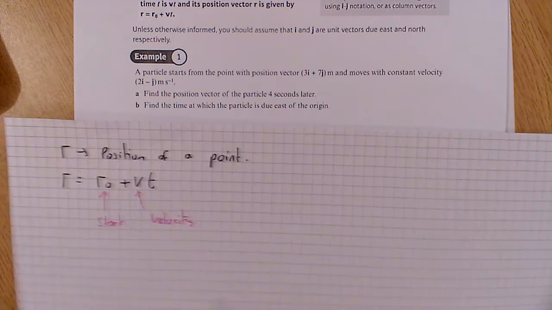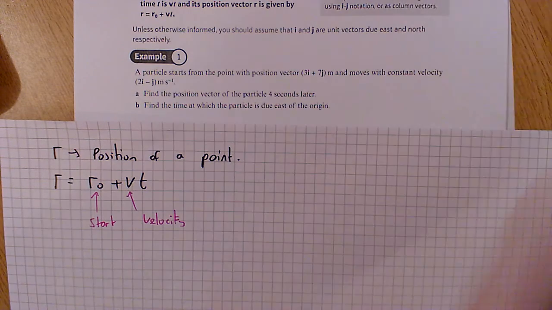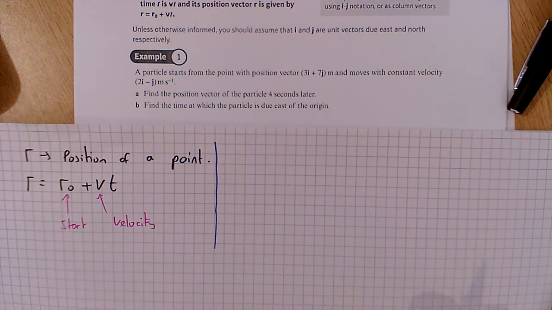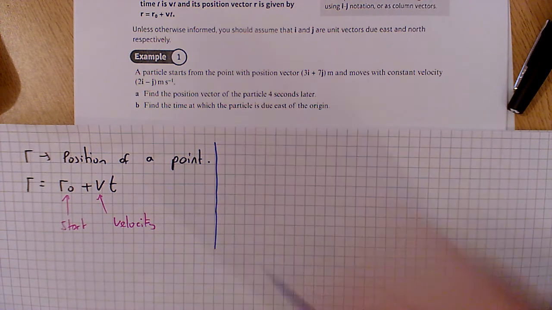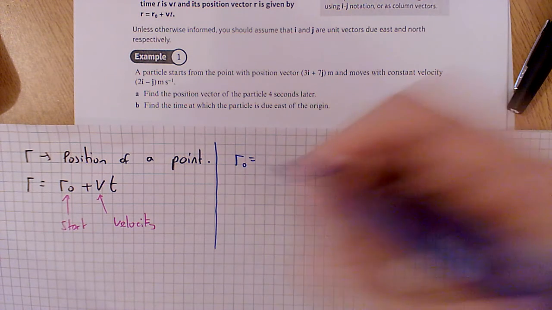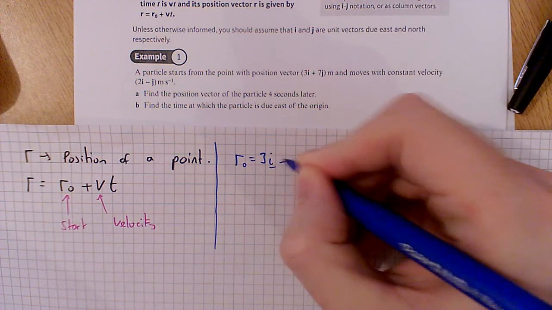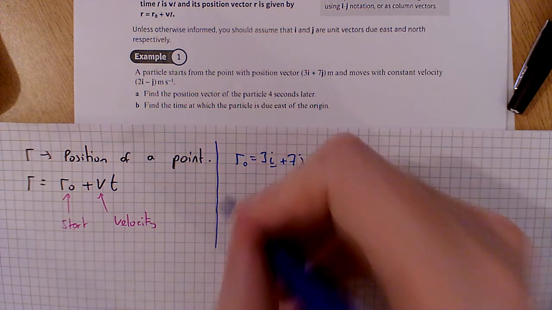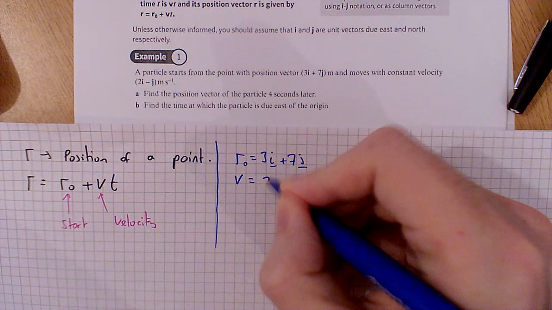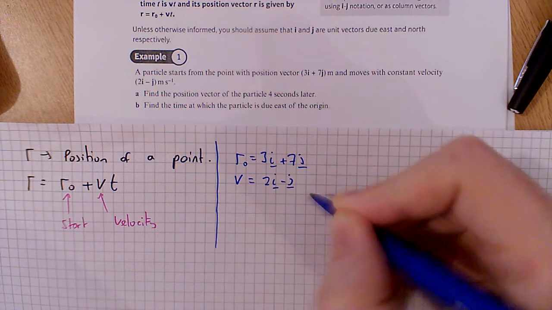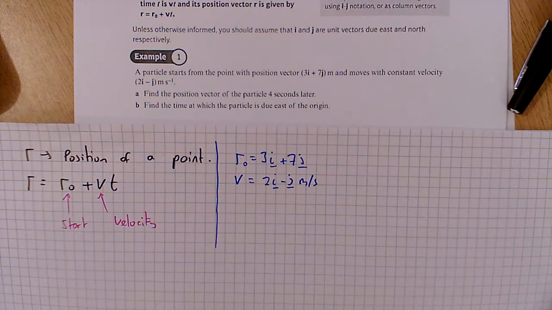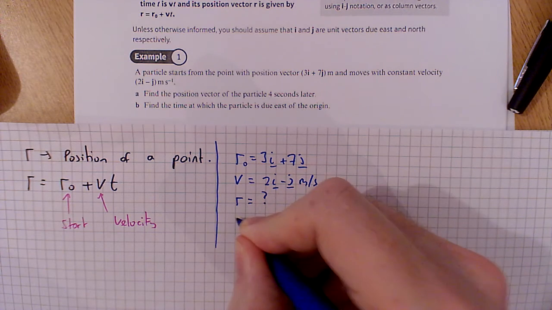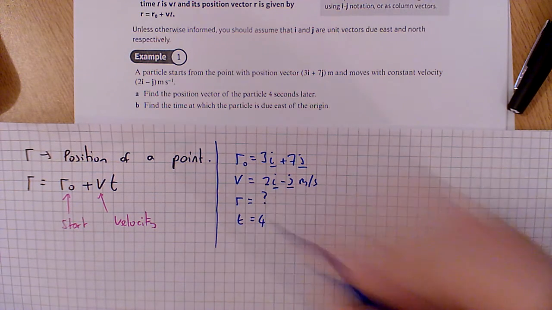If we look at example 1, we're just going to apply that formula in a very basic form. It starts, so that r0 is 3i plus 7j. That's the starting position if you want to imagine that on a coordinate grid. And it moves with a constant velocity of 2i minus j meters per second. It asks for the position, r, which is what we're looking to find, and it tells us that the time is 4 seconds.